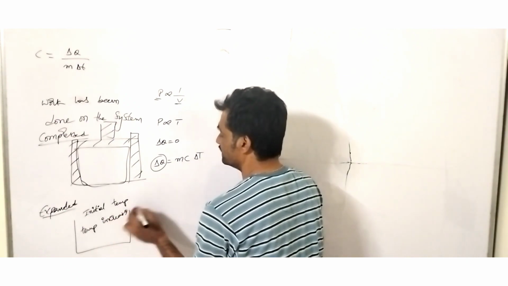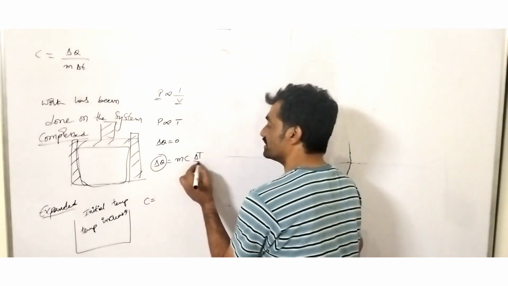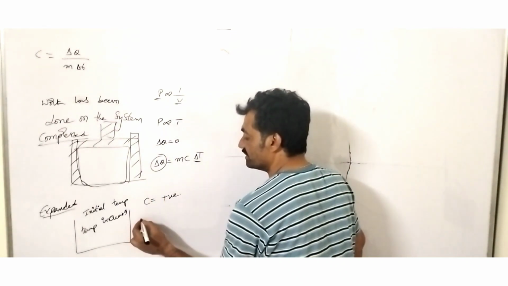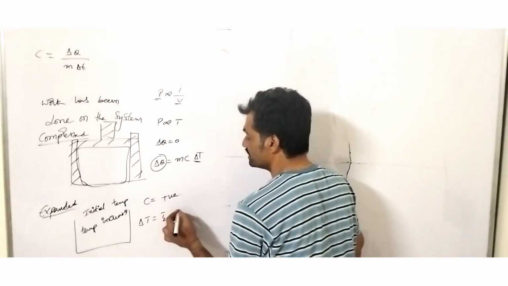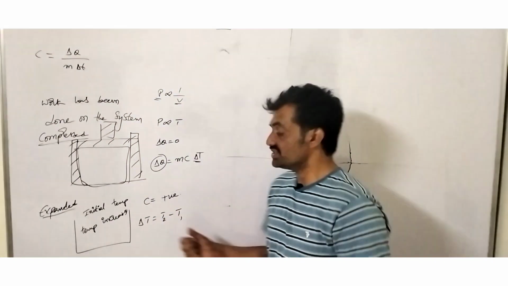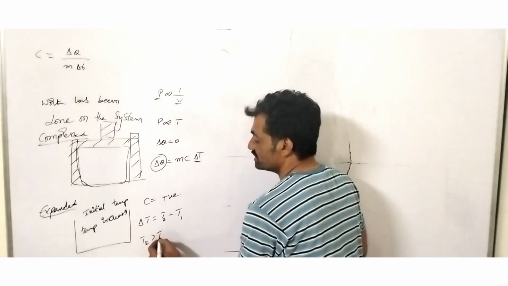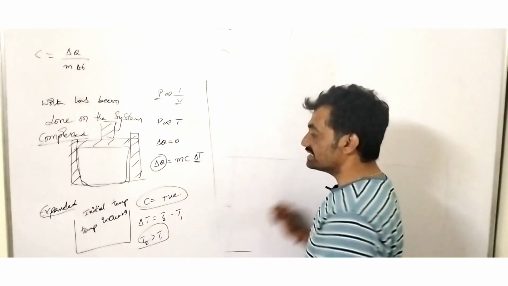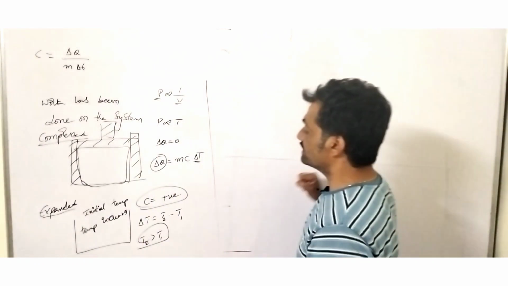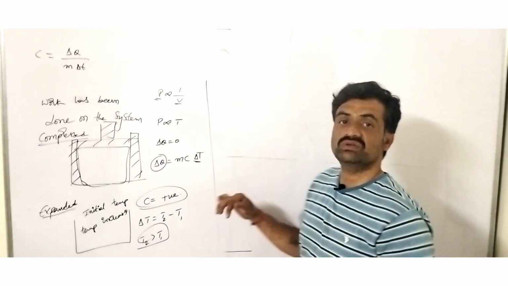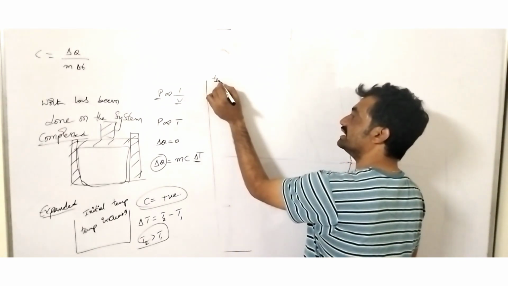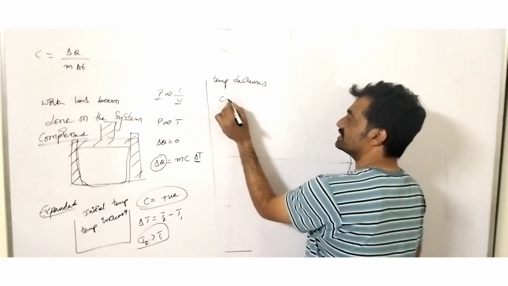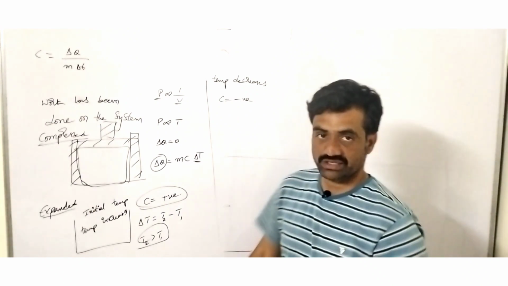Temperature increases. Then the specific heat can be represented with a positive sign, because here delta T equals final temperature minus initial temperature. As the final temperature is greater than the initial temperature, the specific heat will be positive. Similarly, when the gas has been expanded and the temperature has fallen, meaning the temperature decreases, then the specific heat is negative.